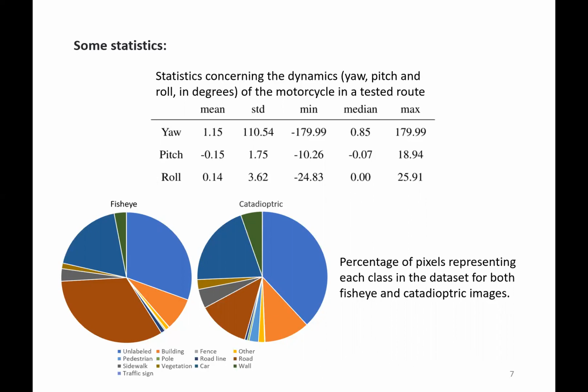Here we can see, for example, some statistics on the rotations and also the distribution of pixels of all images in the dataset for both fisheye and catadioptric images. We can see that foreground classes are less presented than background classes, which is one of the main challenges of this kind of cameras in addition to the distortions and rotations in our case.